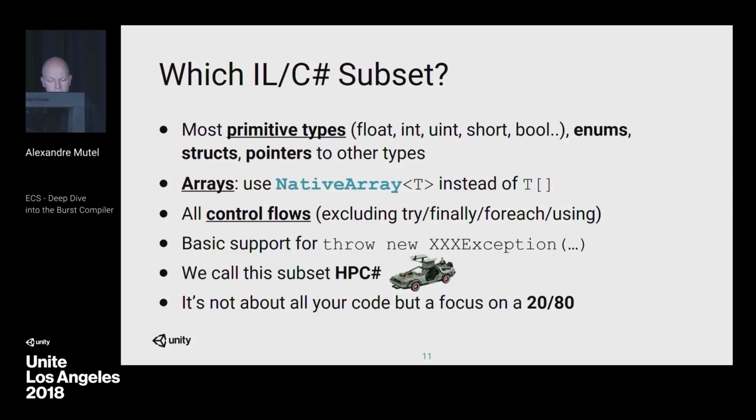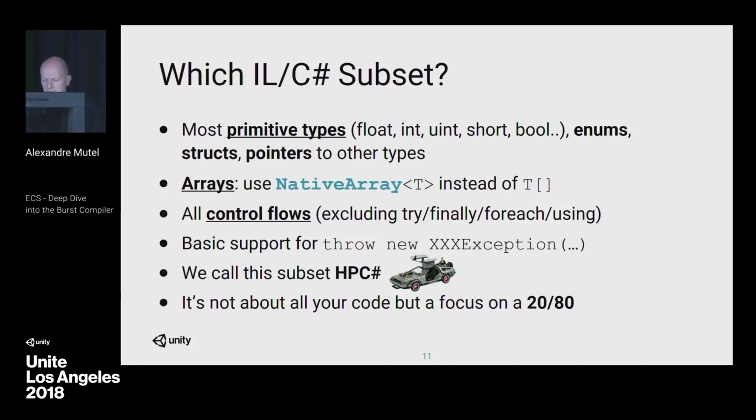For exceptions, we are supporting a very basic form where you can still throw an exception, but it's going to end up in the editor directly. So there is no stack frame, and you can't try-catch exceptions. Otherwise, we support all the primitive types, the structs, the pointers, and the control flows, except try-finally and foreach, which we don't yet support.